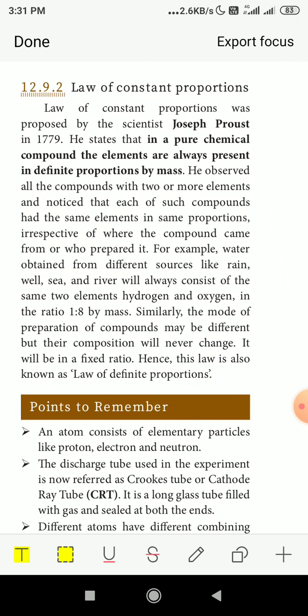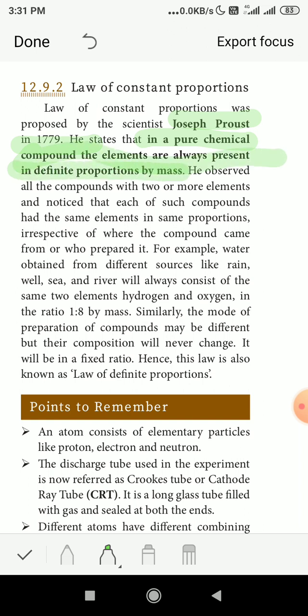Now next, the law of constant proportions. The law of constant proportion was proposed by the scientist Joseph Proust in 1779. It states that in a pure chemical compound, the elements are always present in a definite proportion of mass. Definite means stable, in a definite manner. Compounds are made of two or more elements, and each such compound has the same elements in the same proportion, irrespective of where the compound came from or who prepared it.